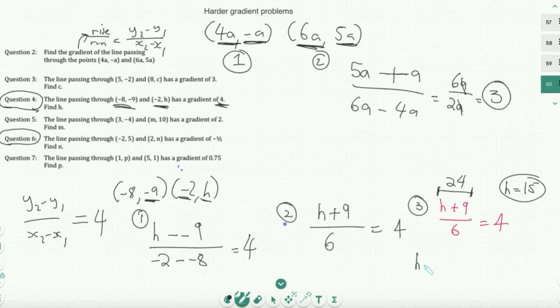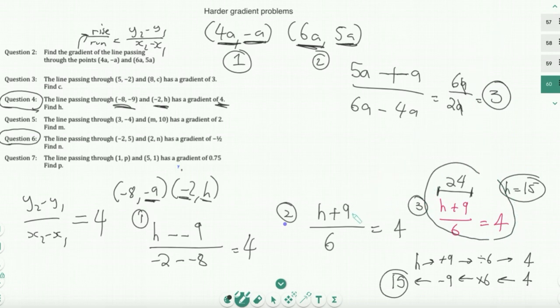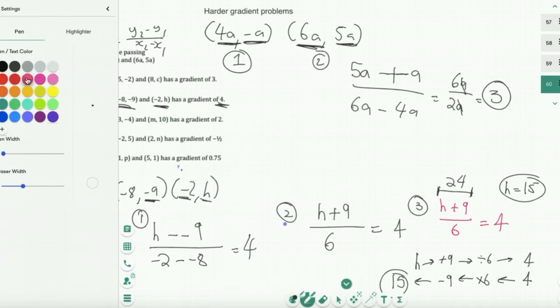Or you could use your function machine, so I'll show you how we can do that. So we start with h, it's being added by 9, then it's being divided by 6, and then 4 is coming out. And we're going to go backwards. 4, opposite of dividing by 6 is multiplying by 6. Opposite of adding 9 is minusing 9. 4 times 6 is 24. Minus 9 is 15. So h is 15. So there's two ways you can do it. You can use what we call the chunking method, or you can use the function machine. Let's try question 6.